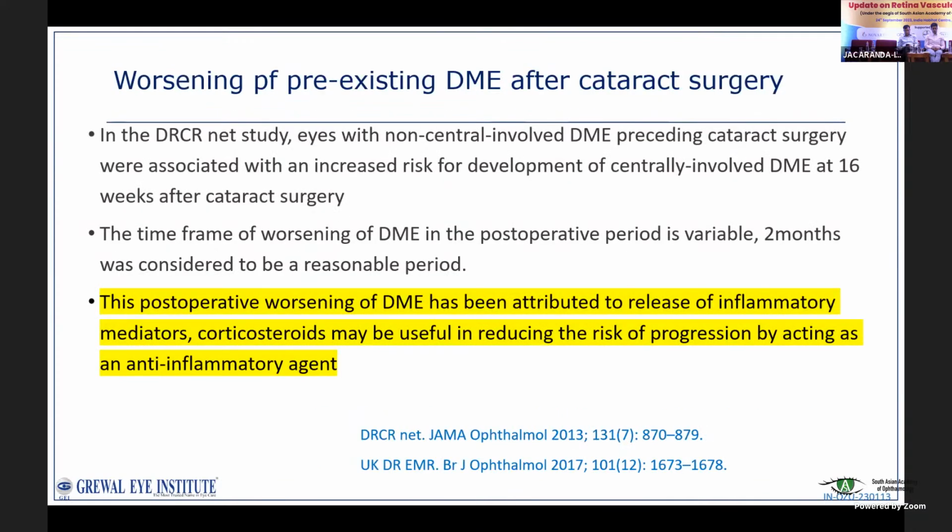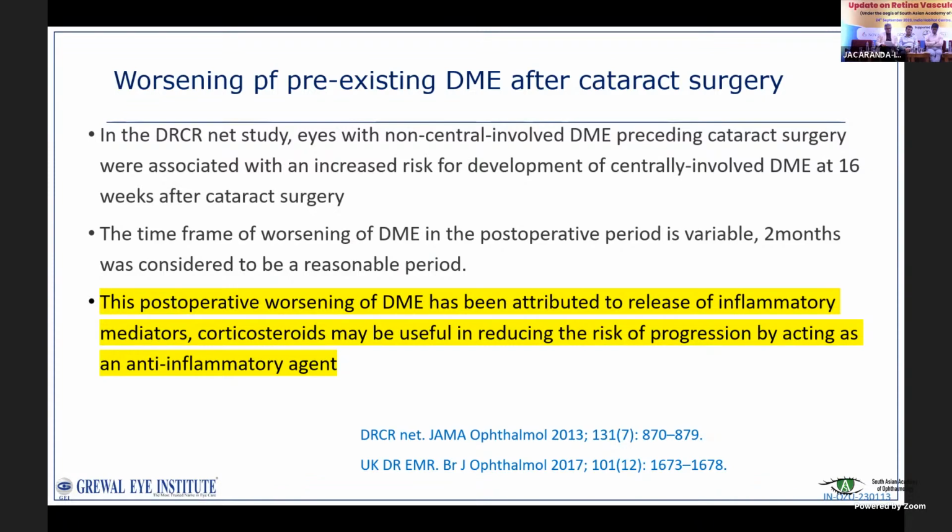And another thing which has come from the DRCR net study is that eyes with non-central involved DME preceding cataract surgery were associated with increased risk of developing central involved DME around 16 weeks after cataract surgery. I think that is what we should remember. Usually the time frame for worsening, which has been seen in various studies, is around 2 months, and that is what is considered a reasonable period.